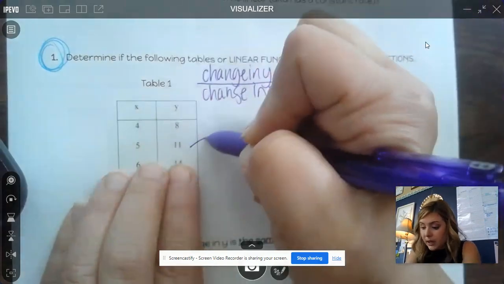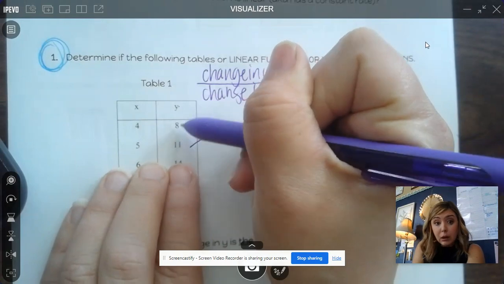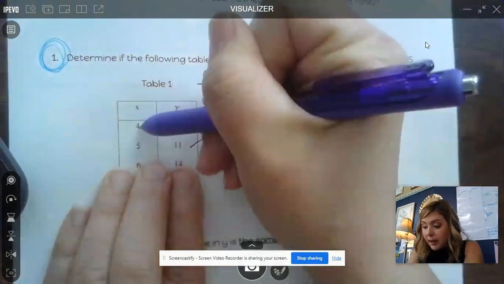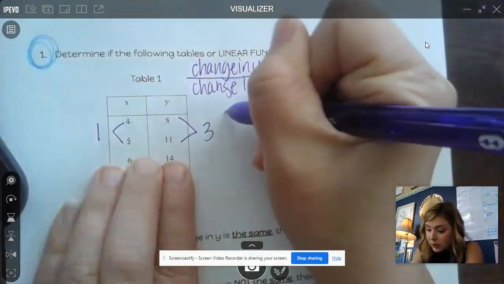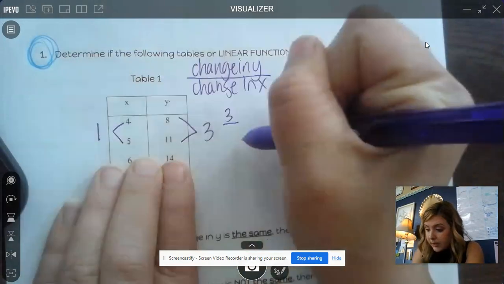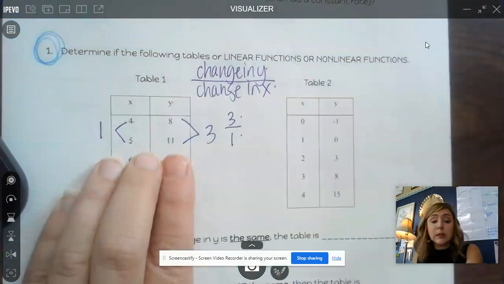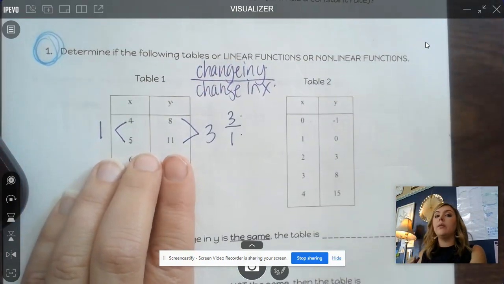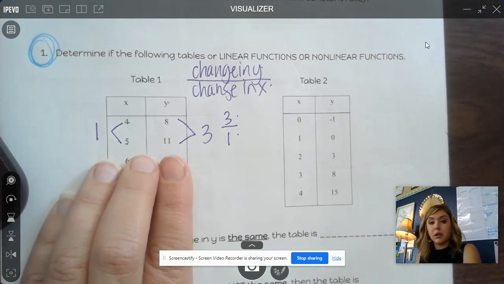So we're finding the difference in the change in y. We're doing 11 minus 8, which is 3, and then 5 minus 4, which is 1. So this change in y is 3, and this change in x is 1. So the change in y over the change in x. If I continue this pattern through all the ordered pairs and I get 3 over 1 or an equivalent value of 3 over 1, then it's a linear function, and it would make a straight line.